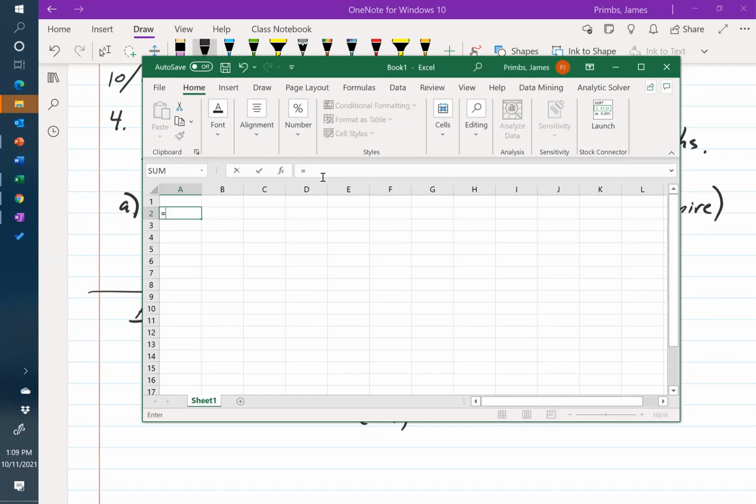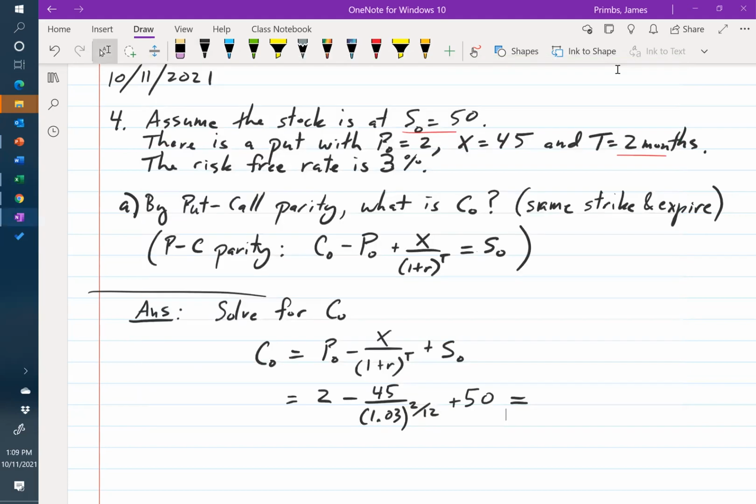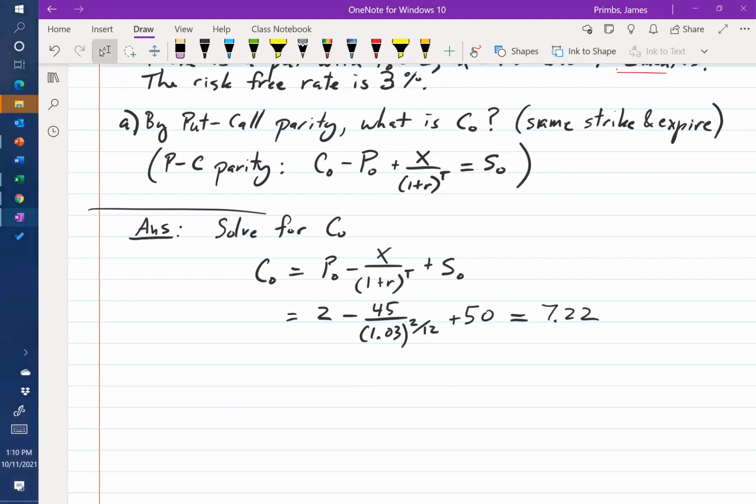Okay, so what do we have? We have 2 minus 45 over 1.03 to the 1/6 plus 50. 7.22. Okay. I should have had it written down, but okay, 7.22. So there we go. So put call parity. Put call parity says that should be the price of the call.